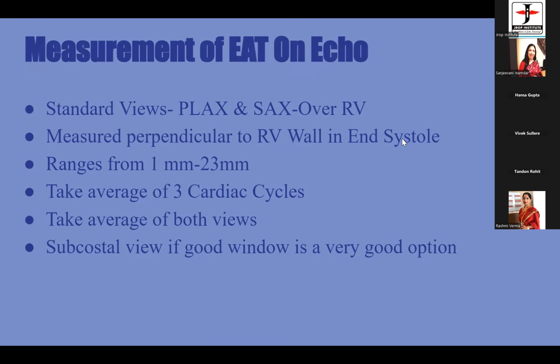Then it should be measured perpendicular to the right ventricle free wall. It ranges from 1 mm to 23 mm. One should take an average of 3 cardiac cycles for measuring in both the views. The subcostal window provides a good view to measure epicardial fat anterior to the RV free wall.